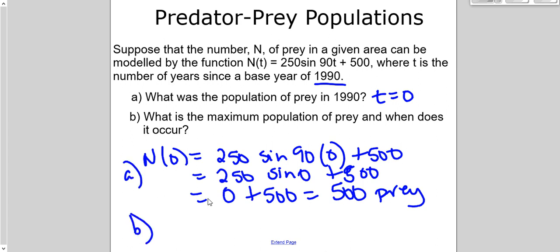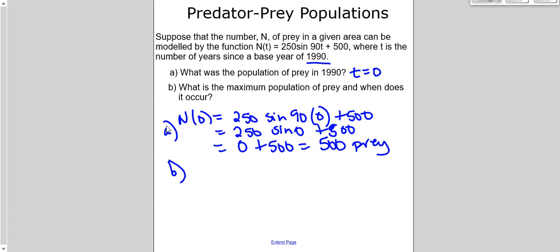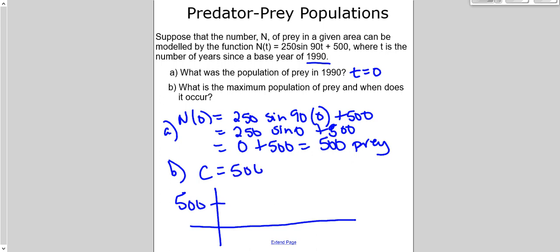Part B says, what is the maximum population of the prey and where does it occur? We can always find our max if we know our C value. Let me draw a graph here. We know our C value is 500. That's our sinusoidal axis. Then our amplitude is 250, so 750 at the top and down at 250 at the bottom. So if we go C plus A, in this case C plus 250, we get 750. So that's going to be our max.